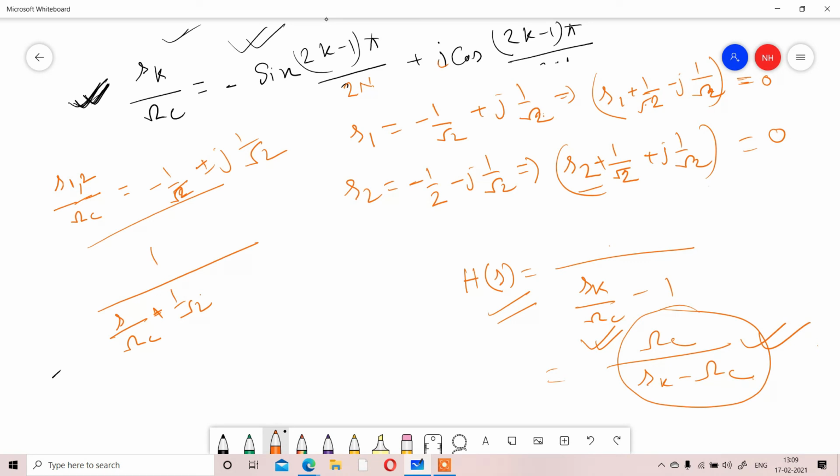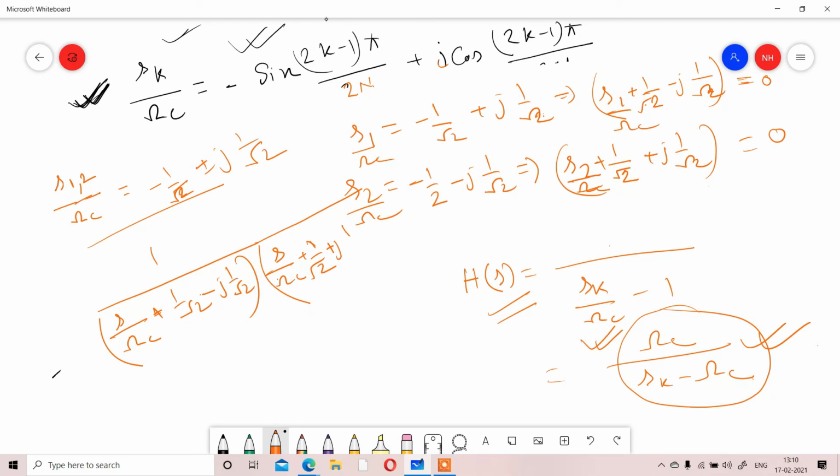So simply the first term we are writing as s plus 1 by root 2 minus j 1 by root 2, and the second is s plus 1 by root 2 plus j 1 by root 2, and that will be omega c you will get for both cases. So s by omega c plus 1 by root 2 minus j 1 by root 2, and s by omega c plus 1 by root 2 plus j 1 by root 2. That will be your transfer function H(s) for order 2. Clear or not?